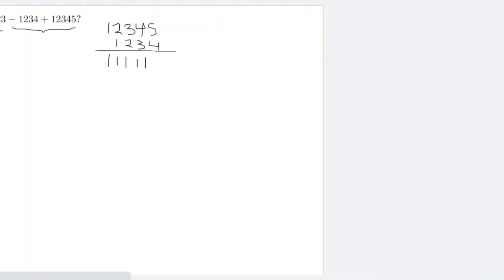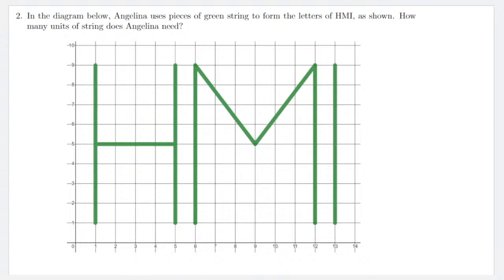Okay, now moving on to number 2. So this is a question asking you to find the length of the green string here. And so we'll do it letter by letter. So firstly, on the H, we notice that we have 3 straight lengths. So we have the 2 vertical bars and the 1 horizontal bar. And so we can count the vertical bar. So this is at a height of 9, and this is at a height of 1. So in total, the height should be of height 8. So the vertical bar here is 8, and likewise, the vertical bar along this side is also the same, so it must be 8 as well.